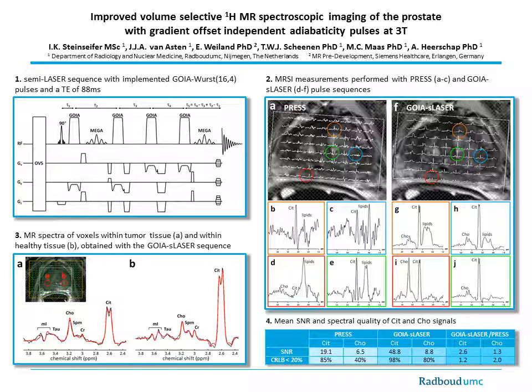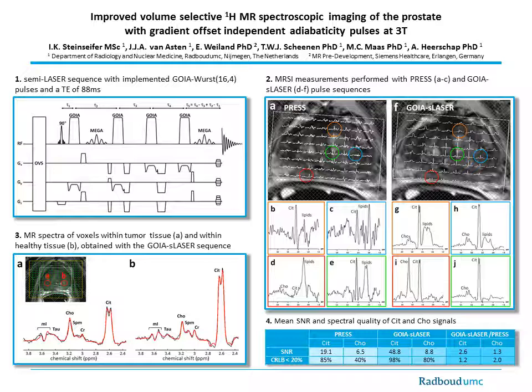We show in simulations and phantom measurements that the GOIA pulses have a flat and sharp slice profile and a high bandwidth of 10 kHz to reduce the chemical shift displacement error. The relatively low RF power enables the use of an endorectal coil, which has more strict SAR limits. This allows us to obtain 3D MRSI measurements with a high signal-to-noise ratio in a scanning time of about 10 minutes.